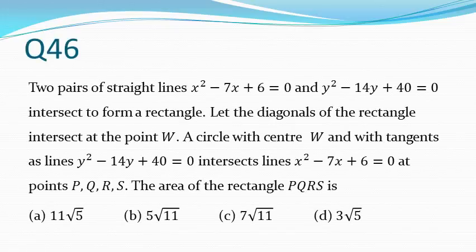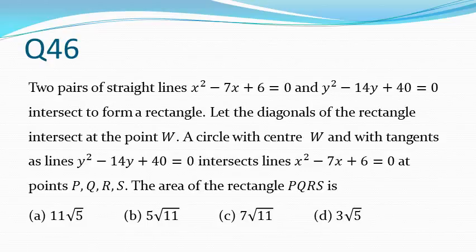Take a moment to read the question. So two pairs of straight lines, x squared minus 7x plus 6 equals 0 and y squared minus 14y plus 40 equals 0 intersect to form a rectangle.